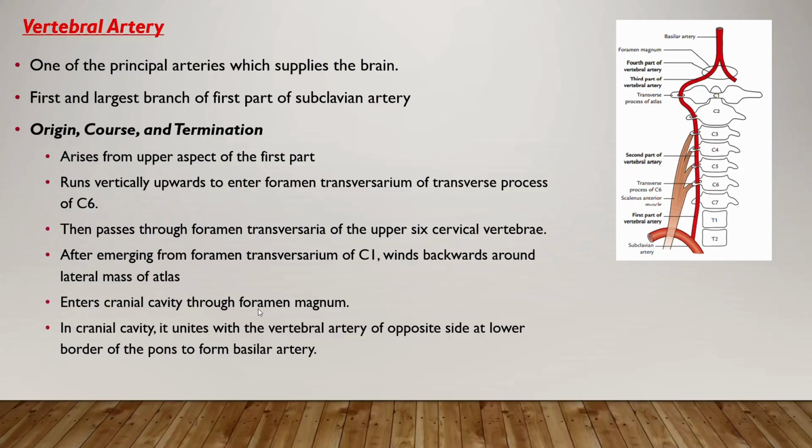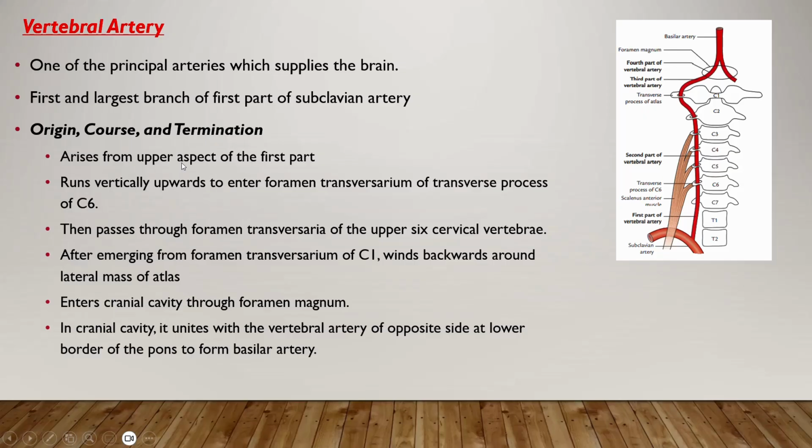So here you can see the vertebral artery. These are the principal arteries which supply the brain. It is the first and largest branch of the subclavian artery. What is the origin, course, and termination? It arises from the upper aspect of the first part.